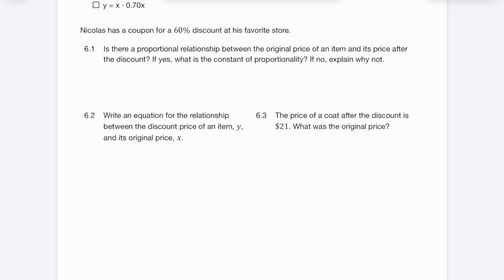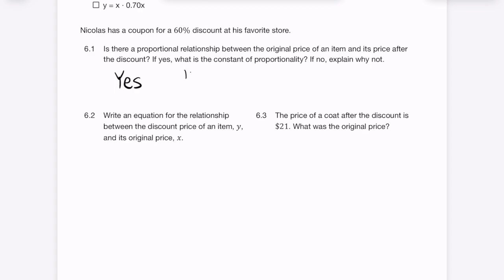For 6, 3-part question. All of the questions we're talking about Nicholas, who has a coupon for a 60% discount at his favorite store. Is there a proportional relationship between the original price of an item and its price after the discount? If yes, what's the constant of proportionality? If no, explain. Okay, yes. Percents are an example of a proportional relationship, right? We can just multiply one number by the percent and it gives us our new amount. So the amount after the discount is the original times that constant of proportionality.